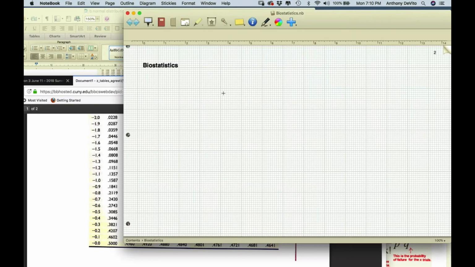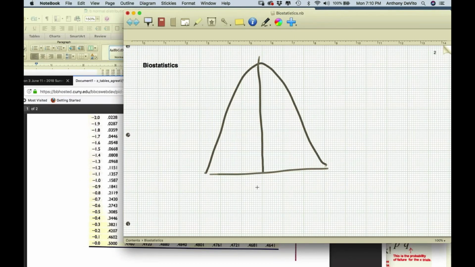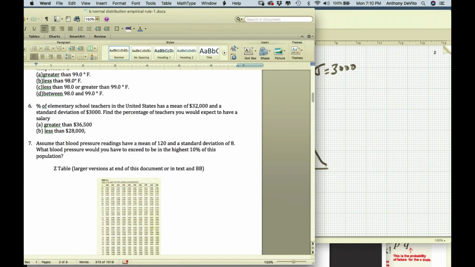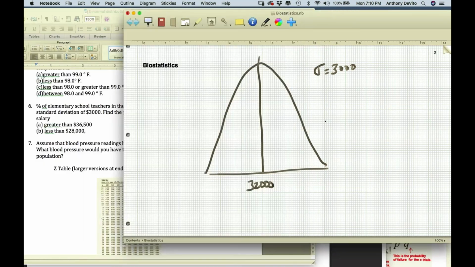Okay, and I think I said that my average salary is $36,000. 32,000, thank you. 32,000 and my standard deviation is equal to $3,000. Okay, and from that point, I'm going to solve this problem. And the problem was to find the percentage of teachers you would expect to have a salary greater than 36,500 or less than 28,000.